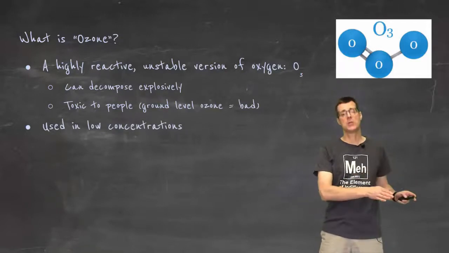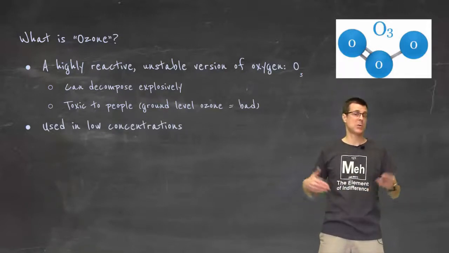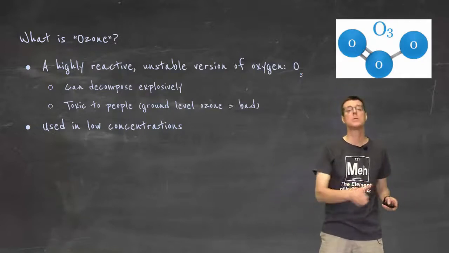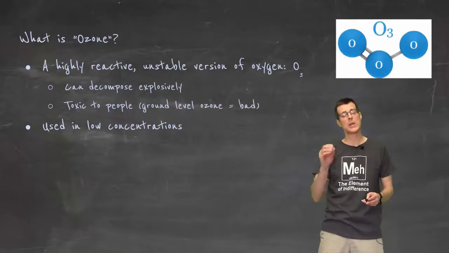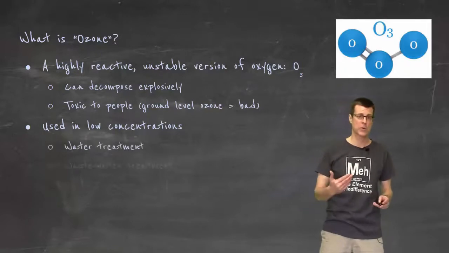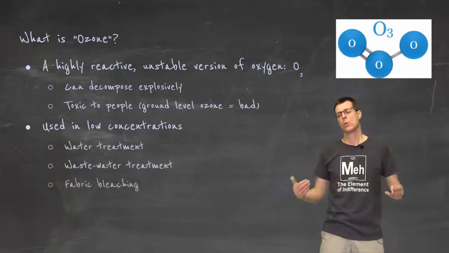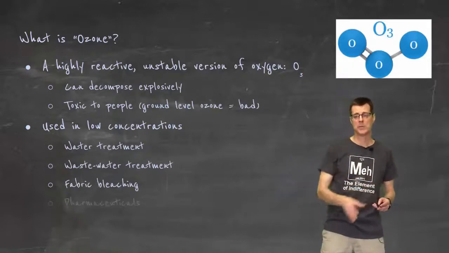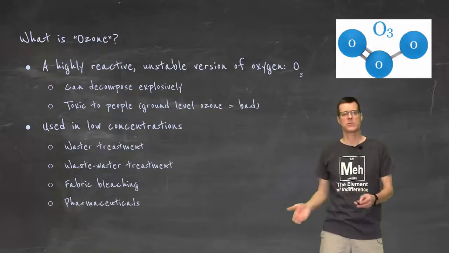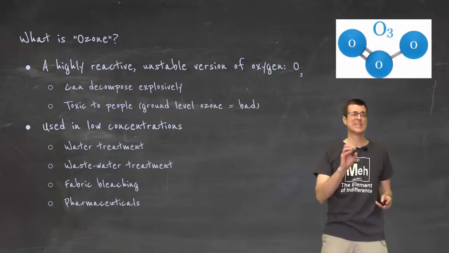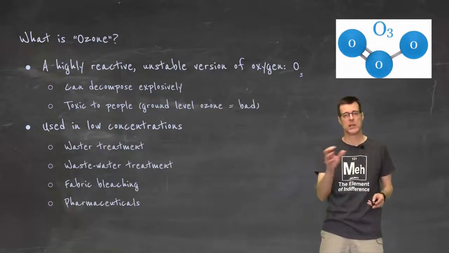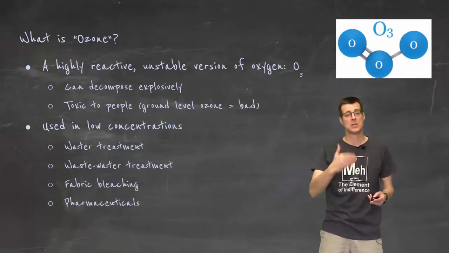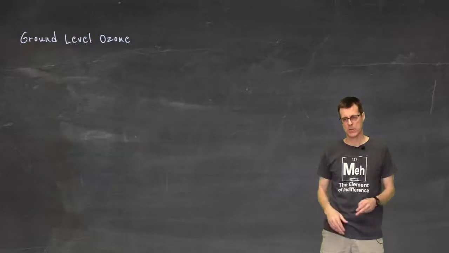However, we can use it in small concentrations, right? There's no such thing as a safe chemical or a dangerous chemical. There are safe ways of using them, and there are dangerous ways of using them. So we can safely use ozone in water treatment or wastewater treatment, or in fabric bleaching, because it's safer than chlorine bleach. We can also use it in the manufacture of some pharmaceuticals. Now, it's not in the pharmaceuticals, like you can't chomp on a bunch of pharmaceuticals and get some ozone, but it's used in the manufacture of it, somewhere along one of those steps.